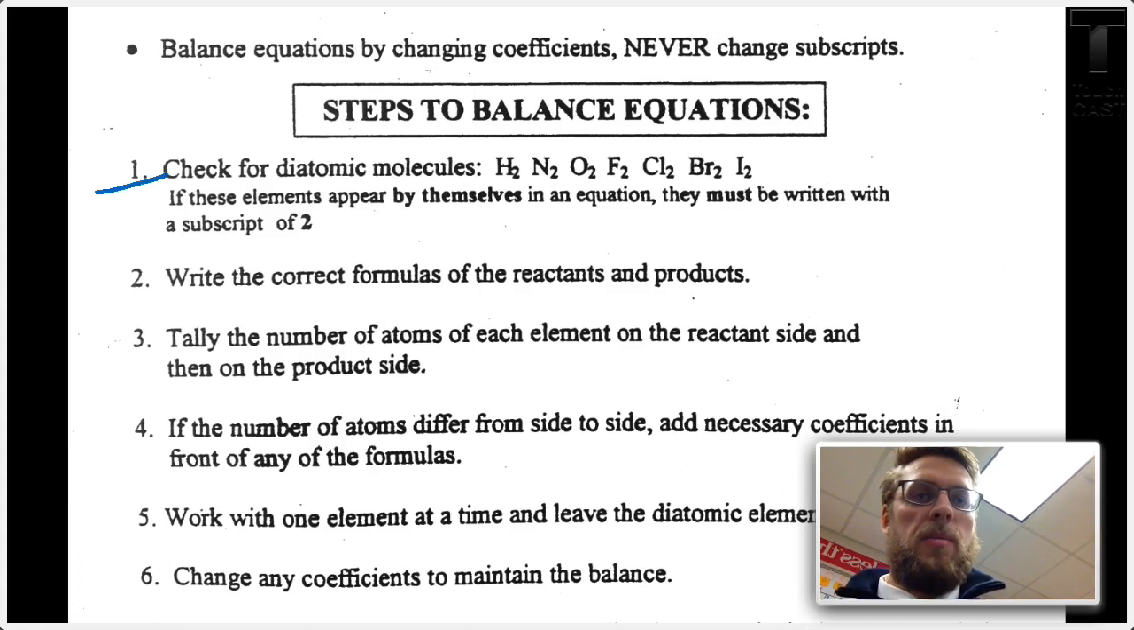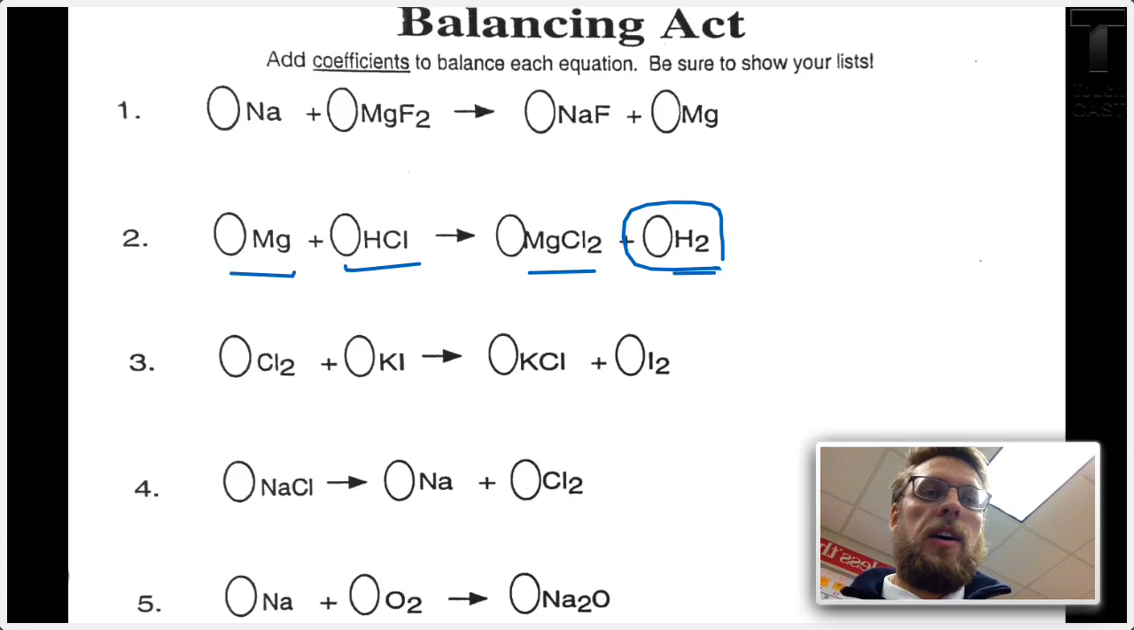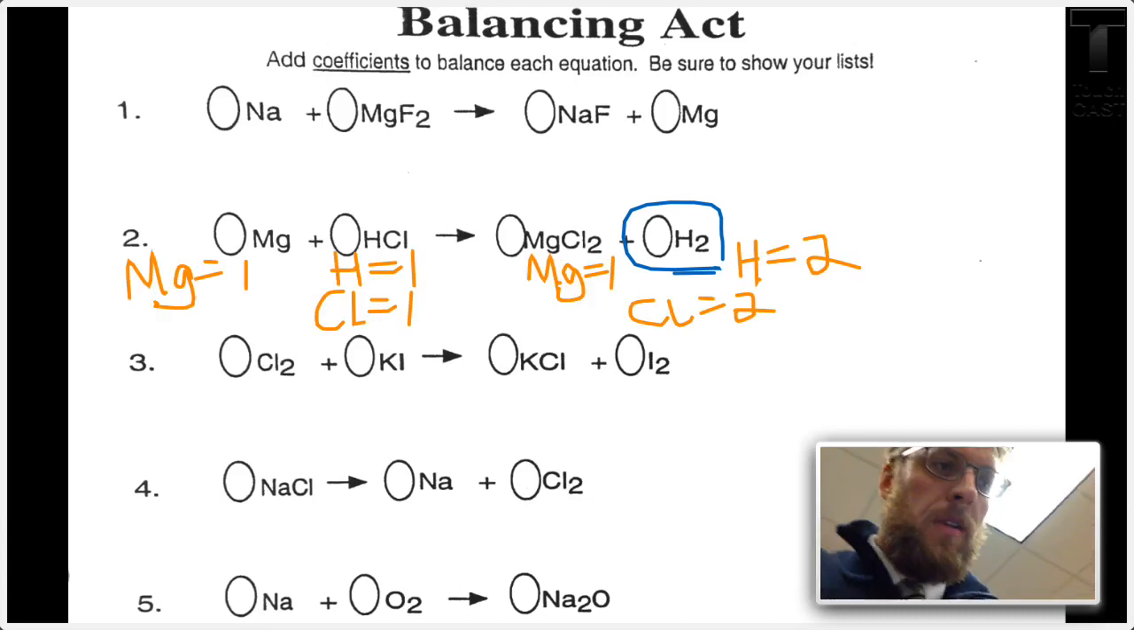We checked for diatomic molecules. We found an H2 over there. They've already written the correct formulas for us, so that part is done. And now number 3, we need to tally the number of atoms. I would like you to tally the atoms on both the left and the right side on your own, and then pause the video as you do that and push play to see what the answers are.